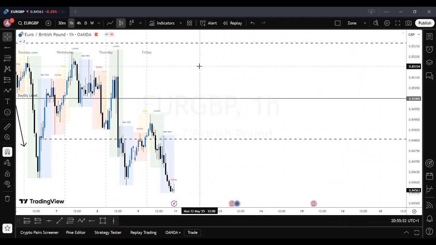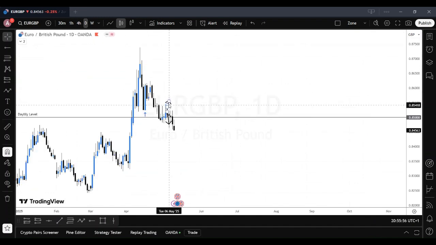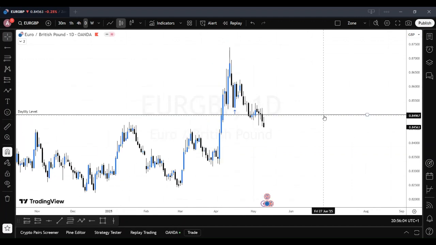Euro pound. Let's go. So on the daily, let's remove the previous histories. As you can see, the price is forming, pushing from the downside. They did break the 85 levels. We have momentum pushing it down to the downside, aiming for this swing point here and another one here.